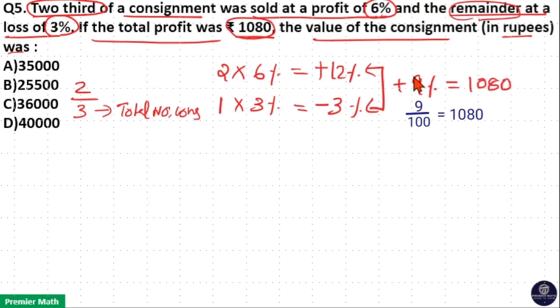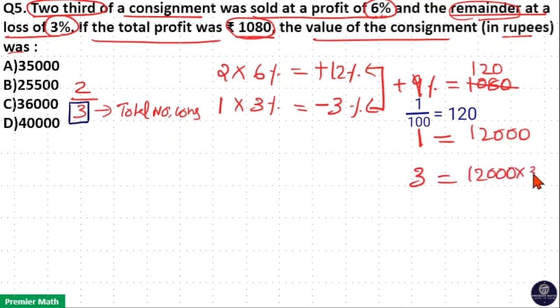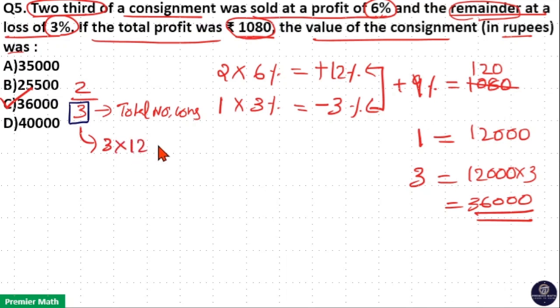Now 9 goes 1 time in 10, 2 times in 80. So 120 times in 1080. Now 1% is 120, which means 1 unit value is equal to 12,000. That is, value of 1 unit consignment is 12,000, so we need to find out the value of 3 unit consignment. This is the total number of consignment. So 3 unit value is equal to 12,000 into 3, that is 36,000. So option C is your answer.